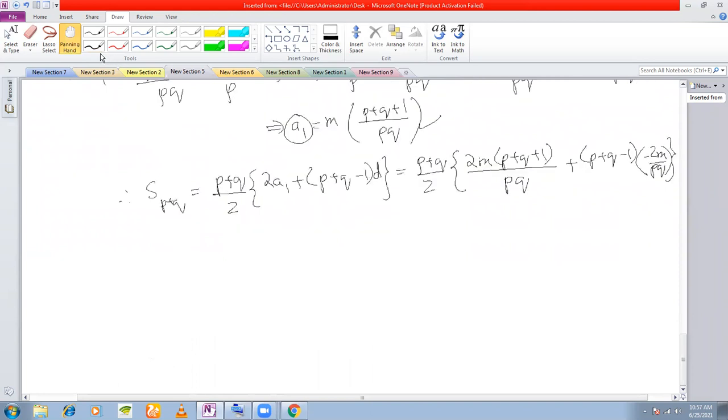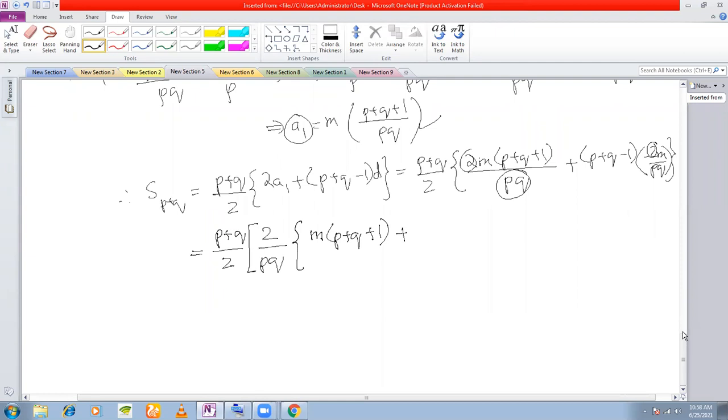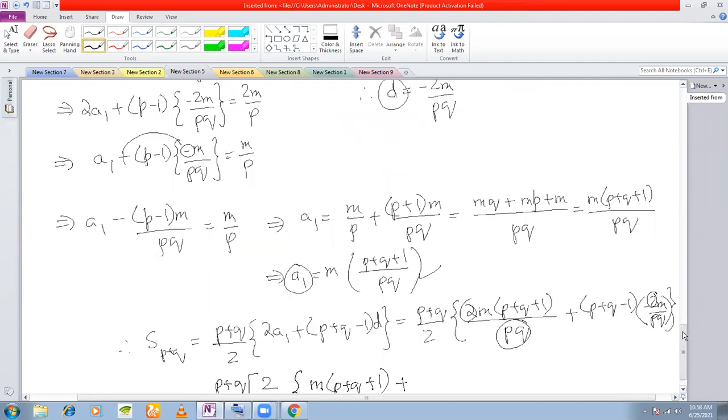Let us simplify this to get the sum of the first P plus Q terms. That's P plus Q divided by, see here, you have 2 here, you have a 2 here, you have PQ here, right? So what you can do is you can take out 2 by PQ from these two. If you take out 2 by PQ, what are you left with? Here you are left with M times P plus Q plus 1, right? And here I have P plus Q plus 1. Just let me see here.